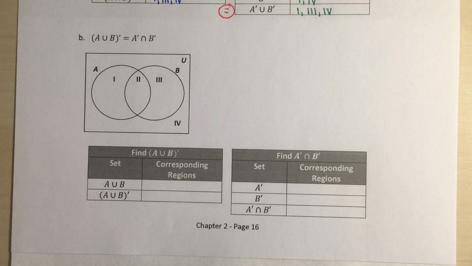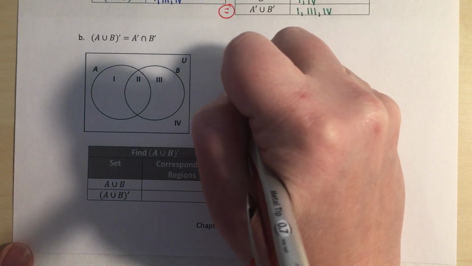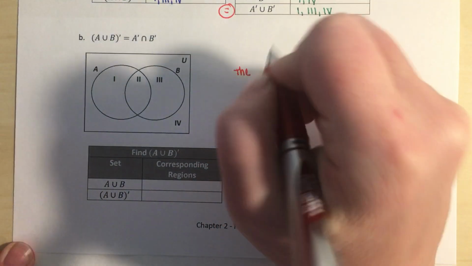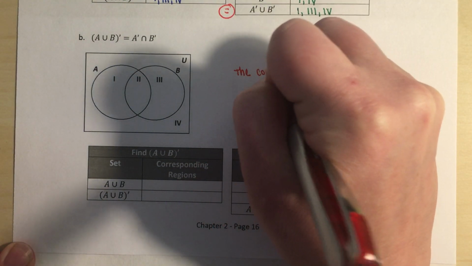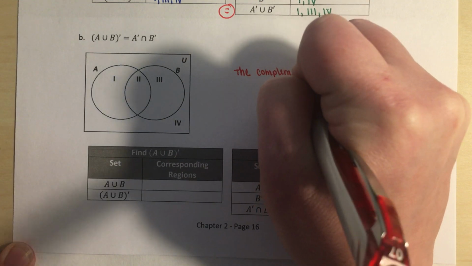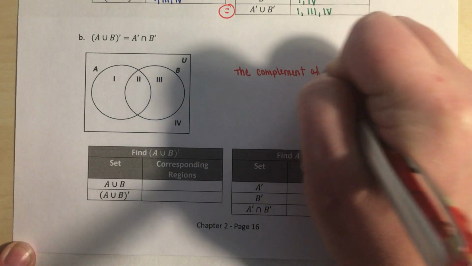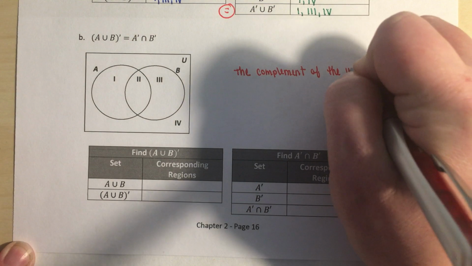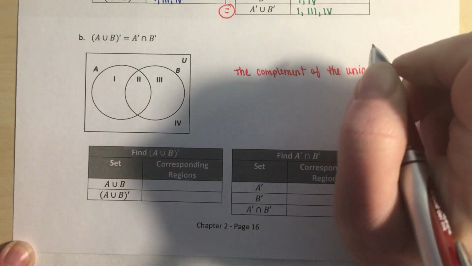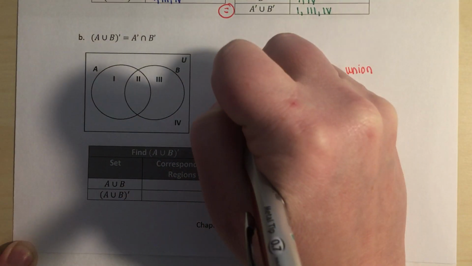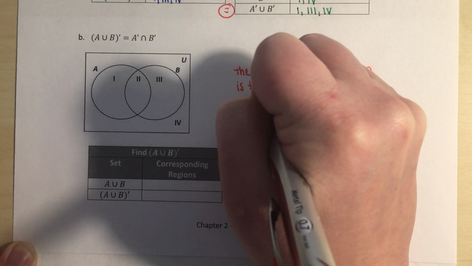Here, again, kind of a similar idea. We see parentheses on one side. We don't on the other. We see the going back and forth between the unions and the intersections. So again, we could write this one out in words as well. So we're going to say the complement of the union is the intersection of the complements.